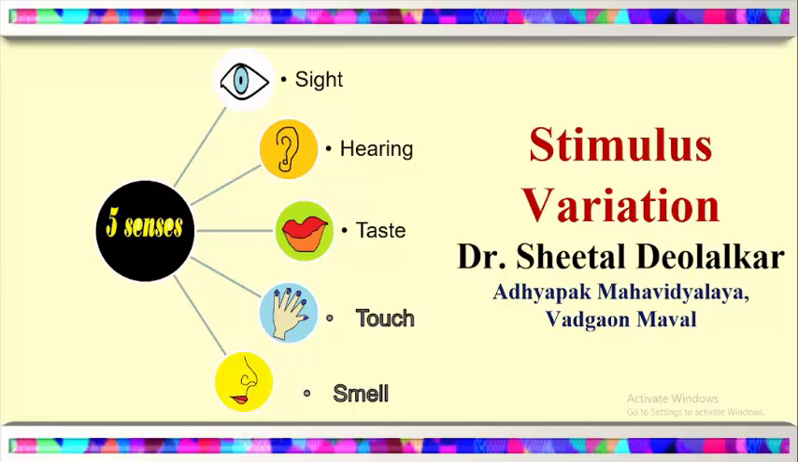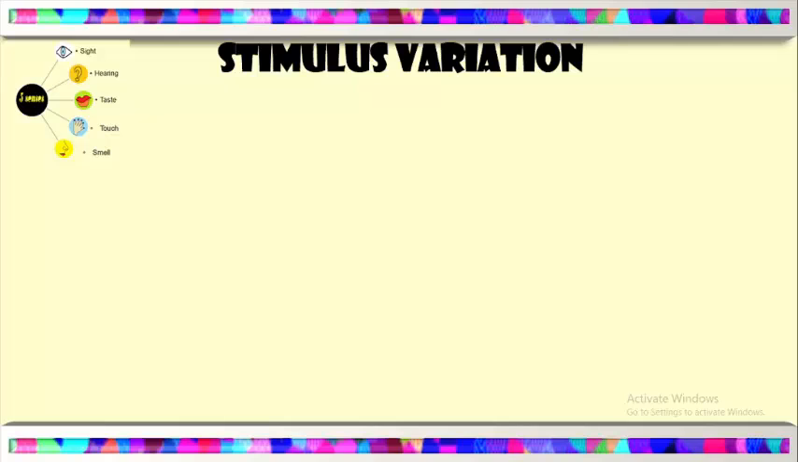Today we are going to see a new and important skill of micro teaching, stimulus variation, which is related with 5 senses: sight, hearing, taste, touch and smell. Now we will see meaning of stimulus variation.